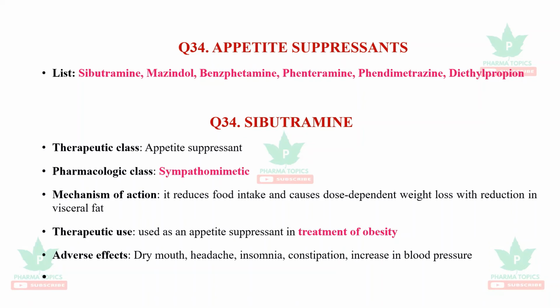They may ask a short note on sibutramine also. It's a sympathomimetic, appetite suppressant, reduces food intake, and causes dose-dependent weight loss with reduction in visceral fat. It is useful in treatment of obesity. The adverse effects include dry mouth, headache, insomnia, constipation, and increase in blood pressure.